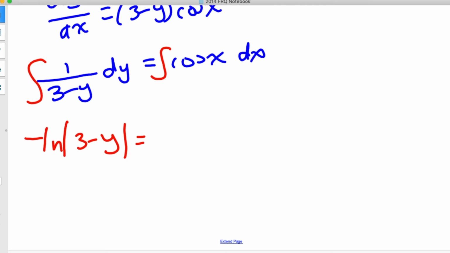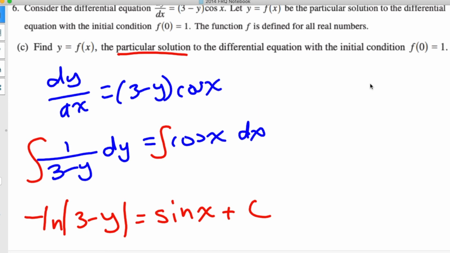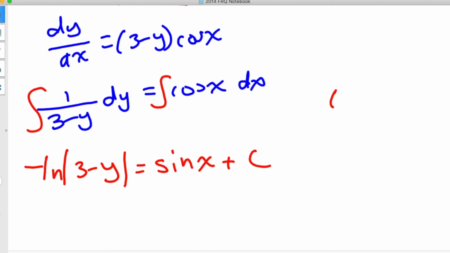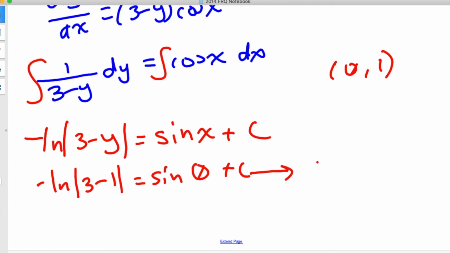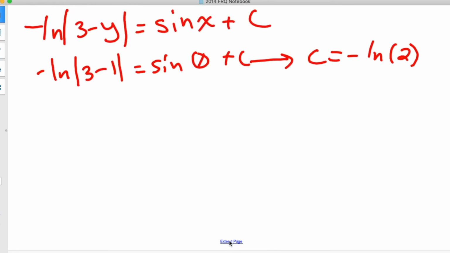And then on the right hand side, what gives us cosine when we take the derivative of it is just sine x, and we're going to put our plus c over here. Again, we're using that point (0, 1), so x is 0, y is 1. So negative ln absolute value 3 minus 1 equals sine of 0 plus c. This tells us that c is equal to negative ln of 2. Sine of 0 is just 0, so we're good there.